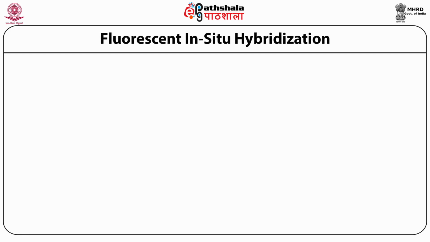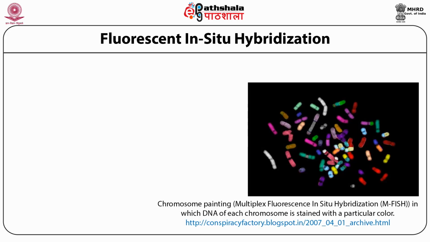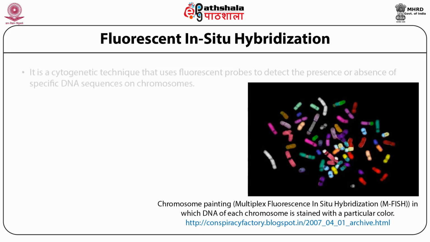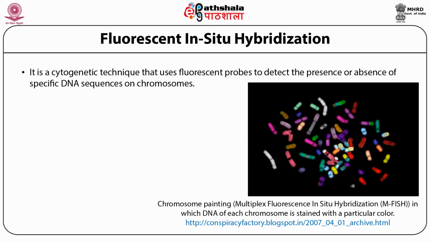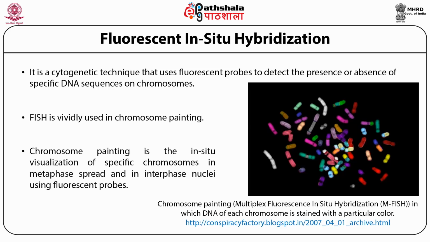A special variant of ISH is fluorescent in-situ hybridization or FISH. FISH is a cytogenetic technique that uses fluorescent probes to detect the presence or absence of specific DNA sequences on chromosomes. FISH is widely used in chromosome painting. In chromosome painting, multiple fluorochromes can be used, which produce a multicolored and painted effect with a unique color at each hybridization site.